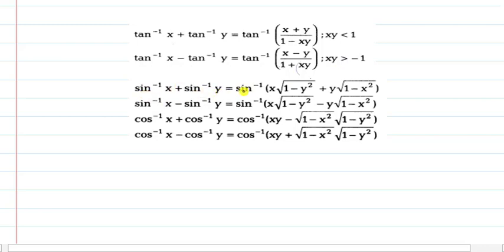Sin inverse x plus sin inverse y is equal to sin inverse of x square root of 1 minus y square plus y into square root of 1 minus x square. Sin inverse x minus sin inverse y has a negative sign in place of the positive sign in this property. And cos inverse x plus cos inverse y is equal to cos inverse of xy minus square root of 1 minus x square into square root of 1 minus y square, whereas when the negative sign is here, this negative sign is replaced by a plus sign.